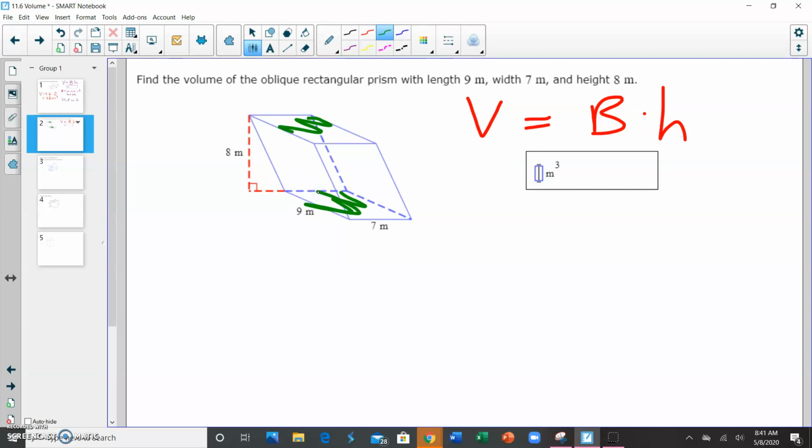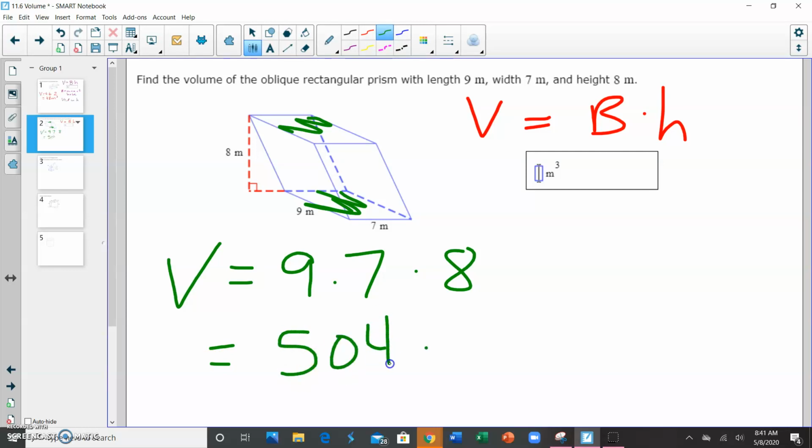All right, so the area of the base is just 7 times 9. So we have the area of the base, which is 9 times 7, and then we multiply by the height, which is 8. I don't know what that is without a calculator, so hang on, let me grab my phone. So 9 times 7 times 8 is 504. So that is going to be 504 meters cubed. Okay, on to the next one.